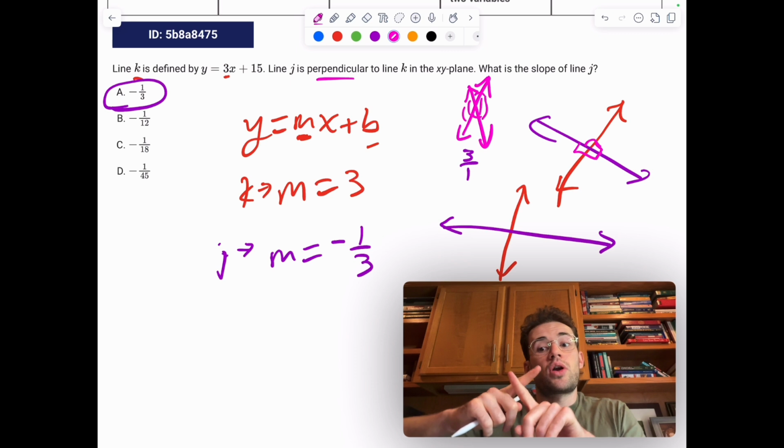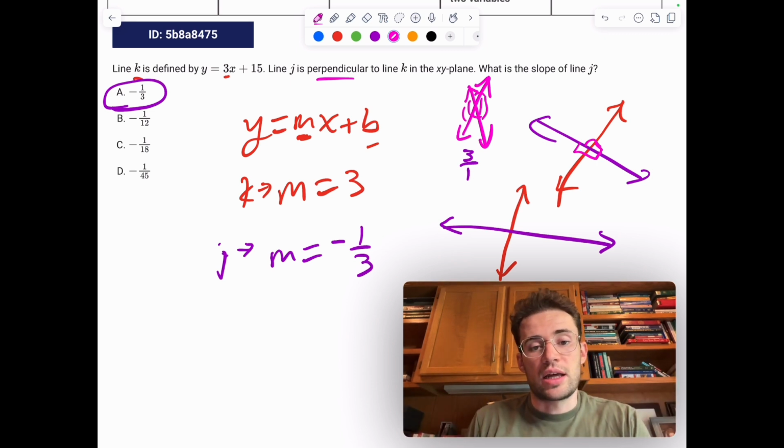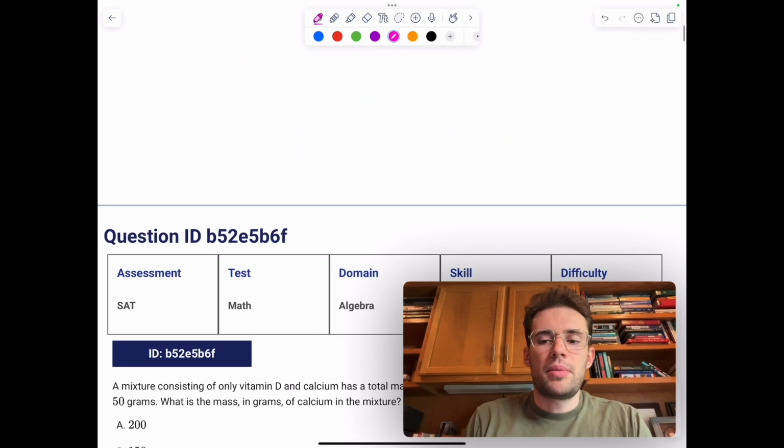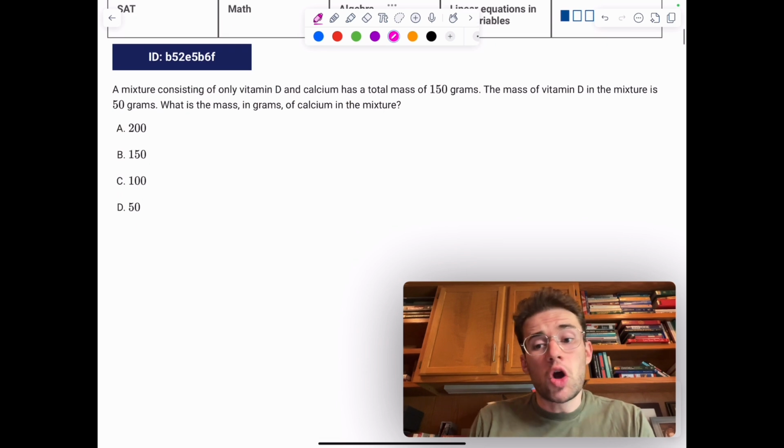Again, that could be thrown off a little bit if your scale is not correct, or if the scale is not equal. But it's just a good way to at least confirm that it could be perpendicular.